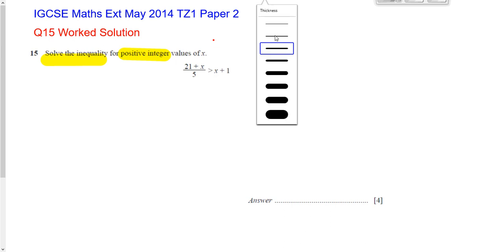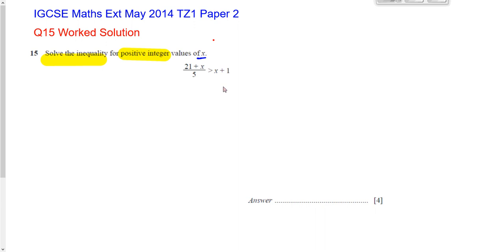Now the thing about inequalities is that they work very similar to an equation, or pretty much the same. There's just a few things that you need to be wary of. But what we're trying to do is solve for x in this particular situation, so we want to get x on one side of our greater than sign here.